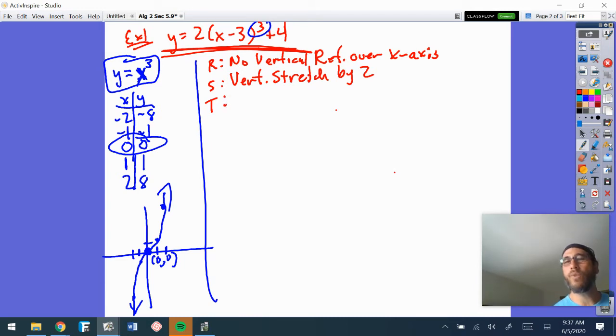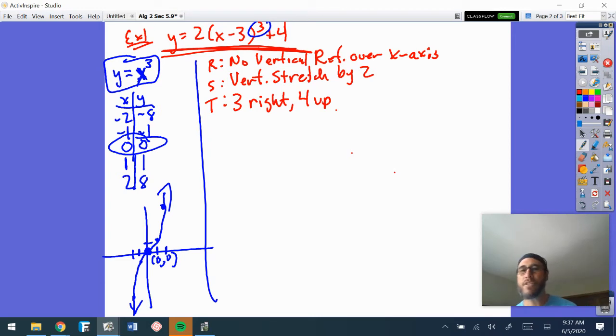All right, last translation. Do we remember what inside means? That 3 is inside, so it affects it horizontally. And since it's a 3, remember, we kind of do the opposite. So we would say 3 units to the right. That affects it horizontally. That 4 is on the outside, and it's a +4, so that'd be 4 units. Do we remember? Up.